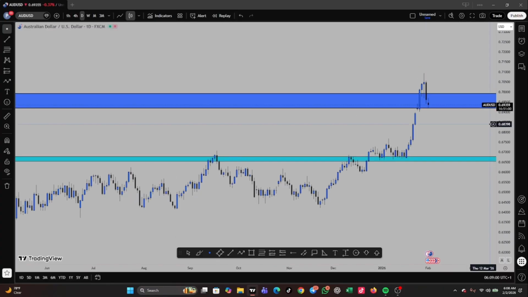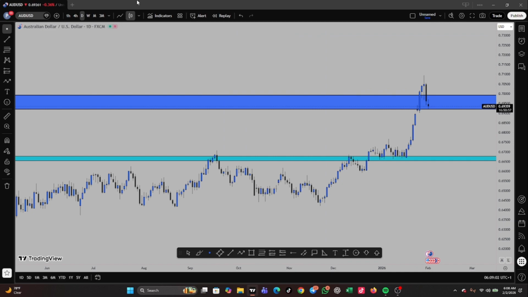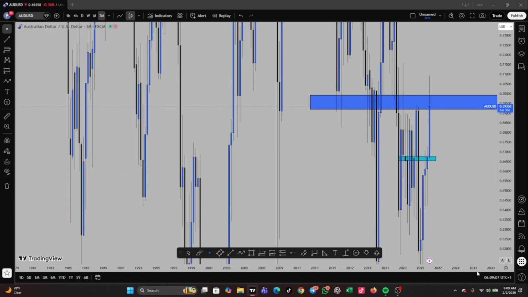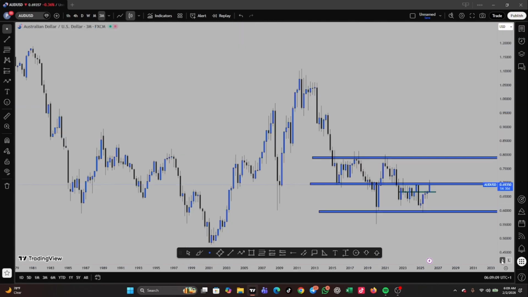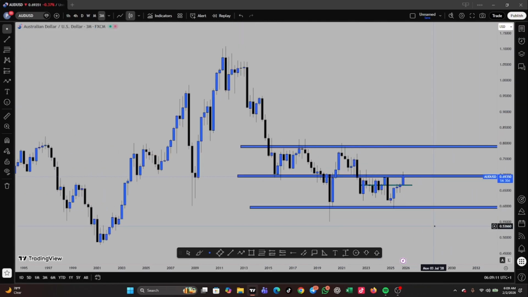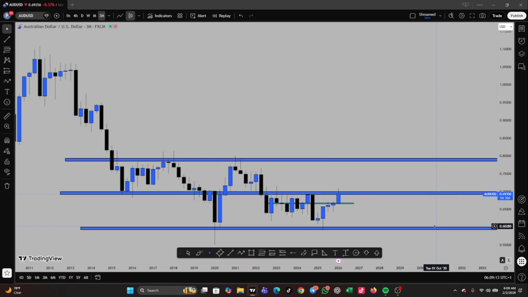AUD/USD. AUD/USD has been able to push to my expected point, which is a major level on the higher time frame. We can see what happened here. Price has been able to push to a major level, and you can even see the reaction, the weak rejection.